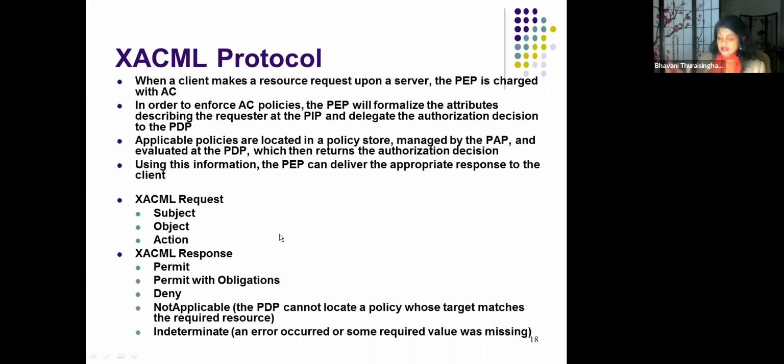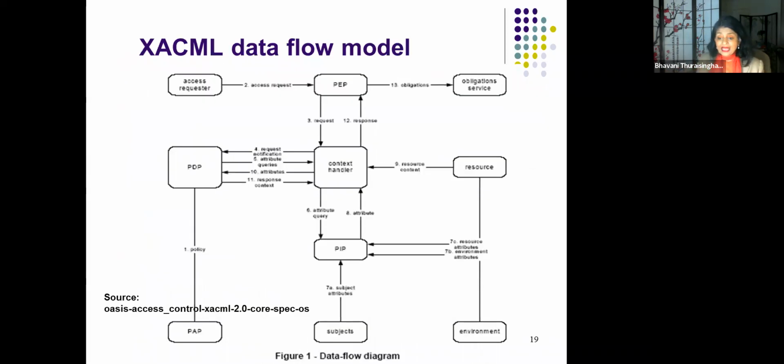The response is permit: yes, grant access. Or permit with some obligations: you can get the access, you can join my class, but you've got to pay me. Deny: no, you cannot attend my class. Not applicable: the PDP cannot locate a policy whose target matches the required resources. Indeterminate: some sort of error occurred. So that's the protocol.